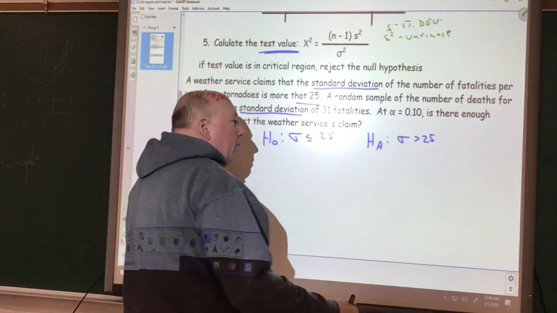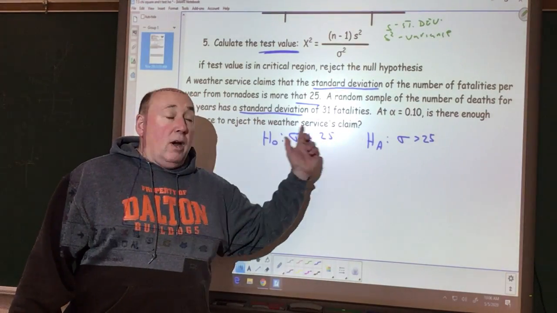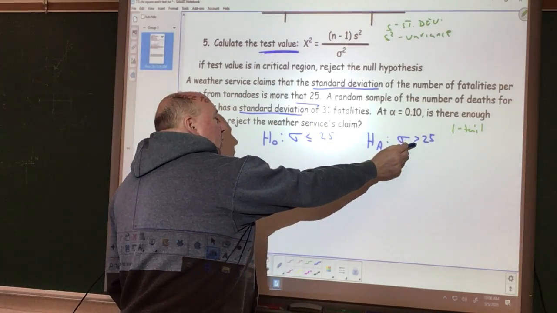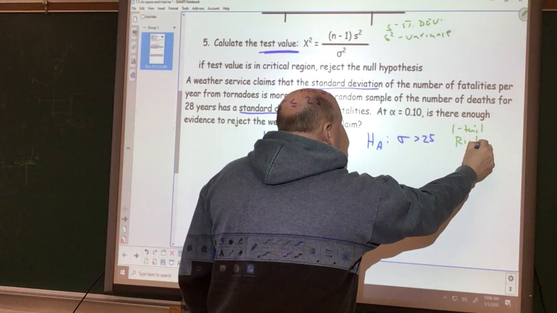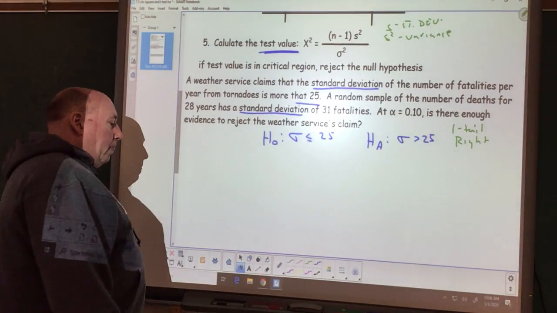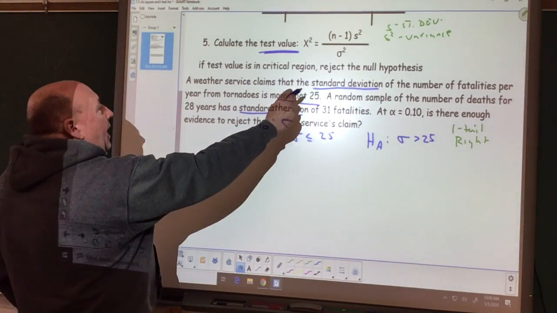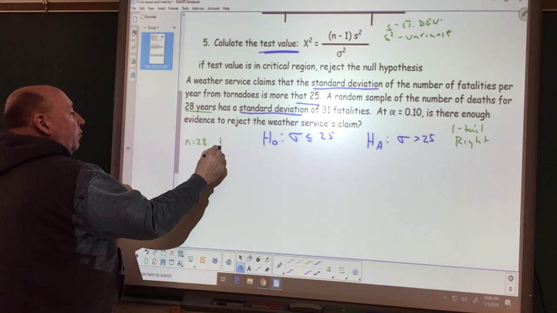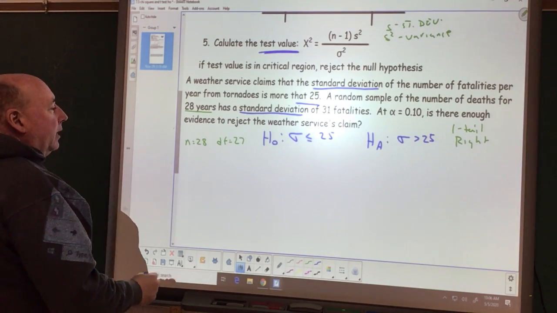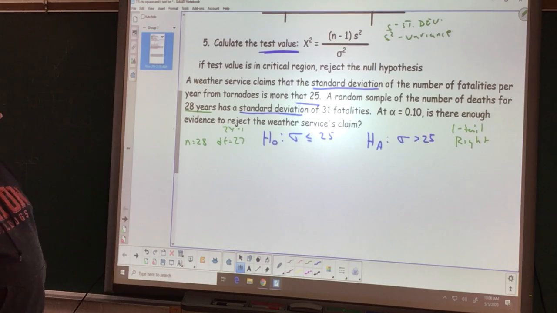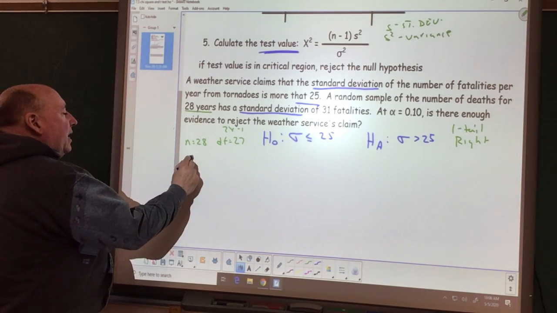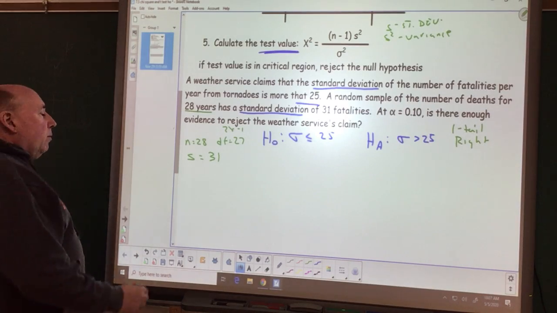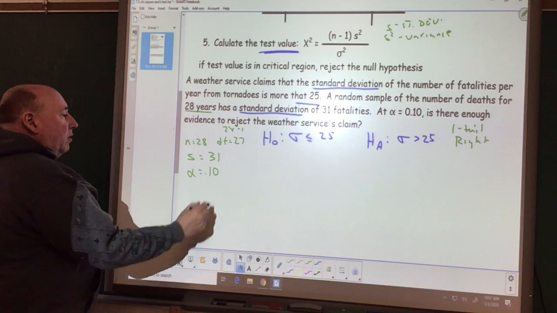If we take a look at this problem, is it one tail or two tail? Well, if I have less than and greater than, it's one tail. And since I look at my alternate hypothesis, this will be a right one-tail test. So if I take a look at what we have here, we have a sample of 28 years, n is equal to 28, which means my degree of freedom is 27, 28 minus 1. We have a sample standard deviation is 31. And we have an alpha value of 0.10.